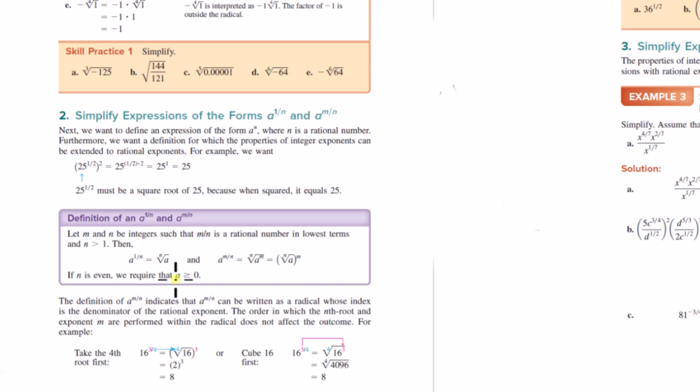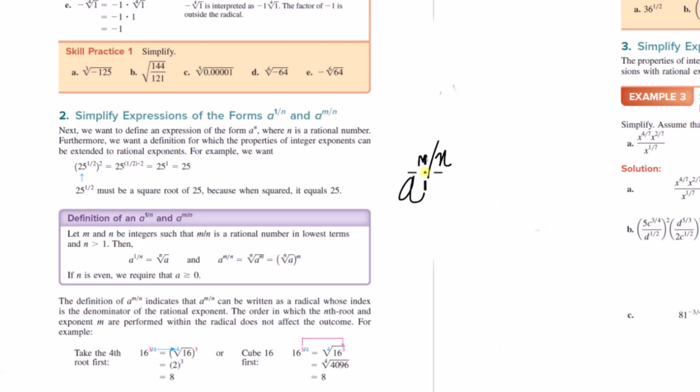So if n is even, then a has to be greater than or equal to 0, because otherwise you're going to have a negative number underneath a radical. And that's the only restriction, because these are defined with radicals, so we're returning a single output anyway. The only restriction is for an even index, or even denominator here, a has to be greater than or equal to 0.